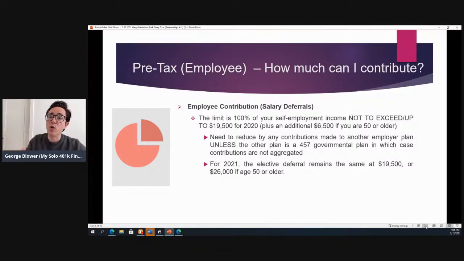And that's for 2020. So if you set this plan up before December 31st of 2020, you would have preserved the right to make 2020 contributions anytime up until your business tax return deadline in 2021.